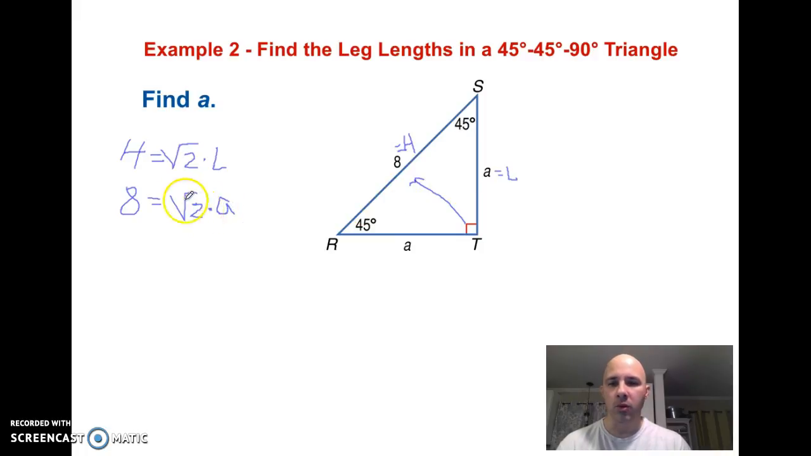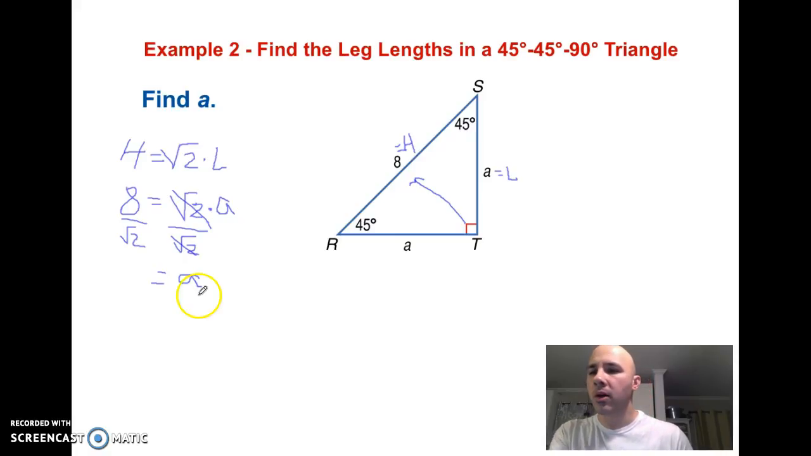And again, in order for us to solve for A, I'm going to go ahead and divide both sides by square root of 2. And looks pretty good. This will cross out nicely. Left with A. And then on my calculator, I'm just going to go ahead 8 divided by the square root of 2. It's going to give me a nice little number, 5.65. I'm going to round it, 5.66 would be my answer.